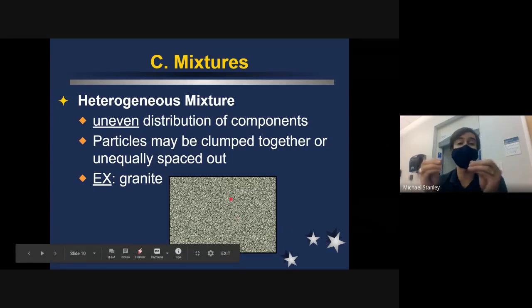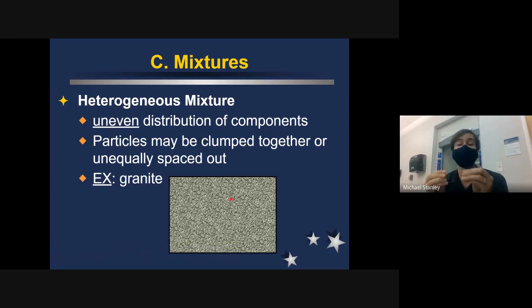And so because they're all clumped up with other ones and they're not completely evenly mixed out, it is a heterogeneous mixture. It's not equal, it's not even.